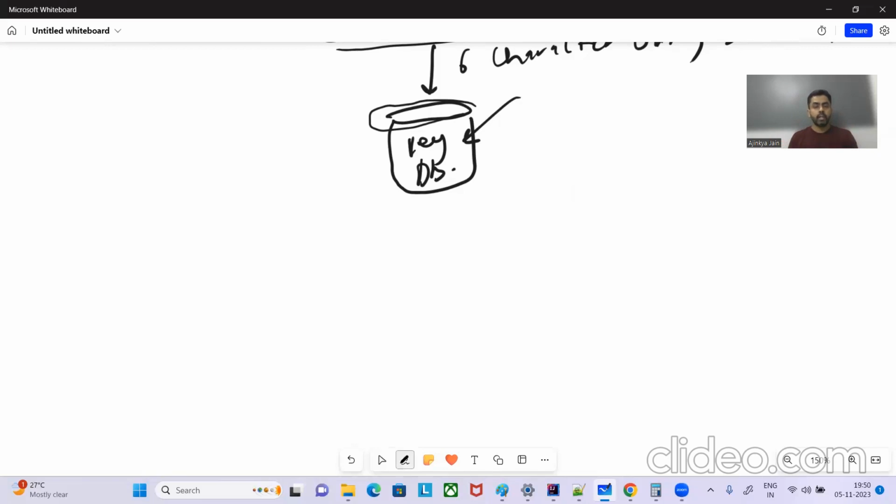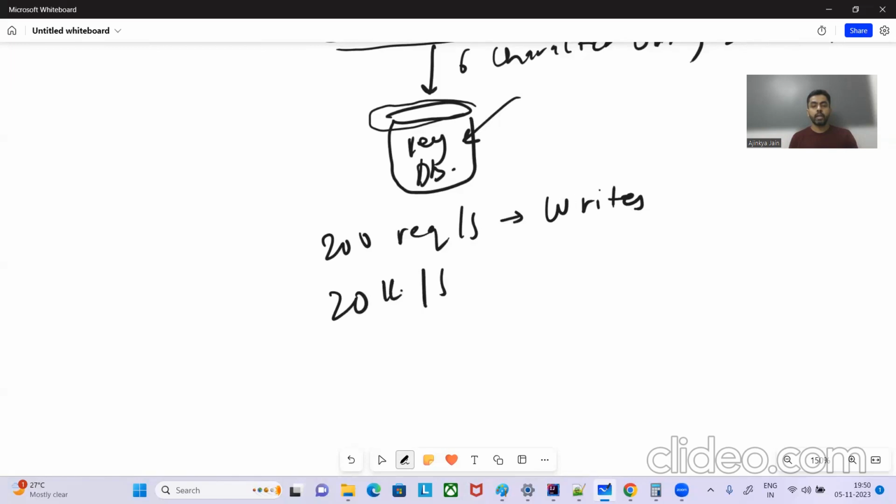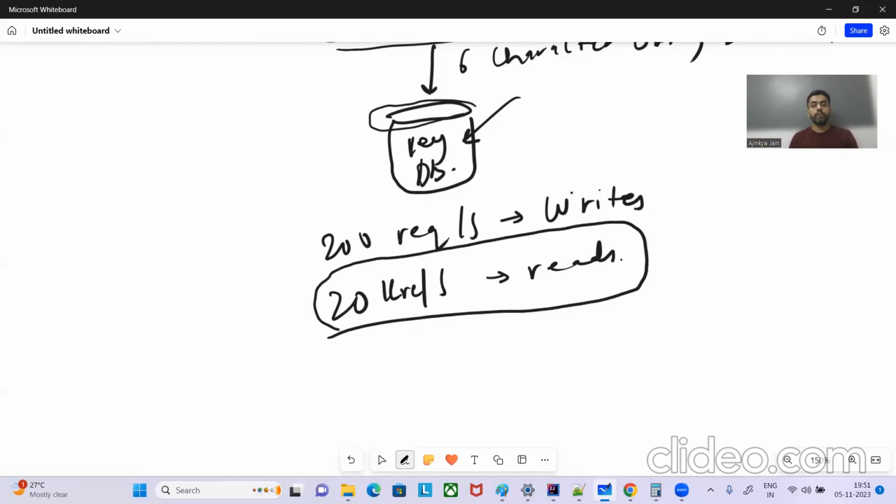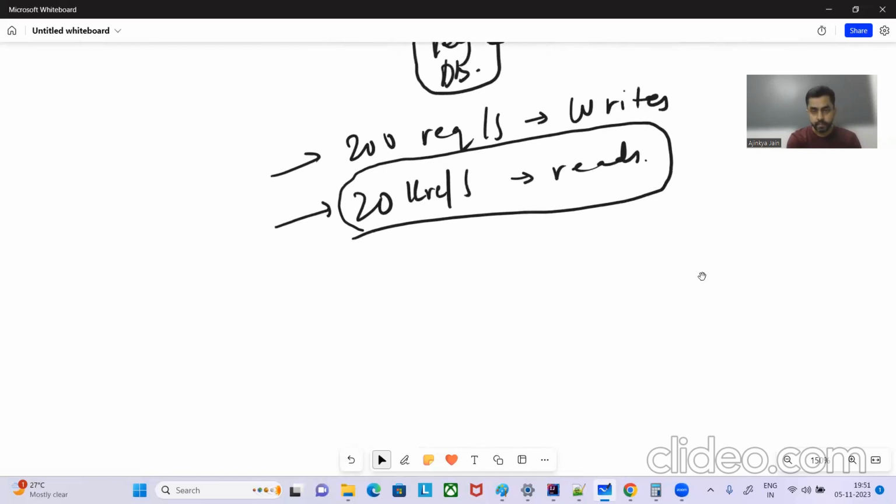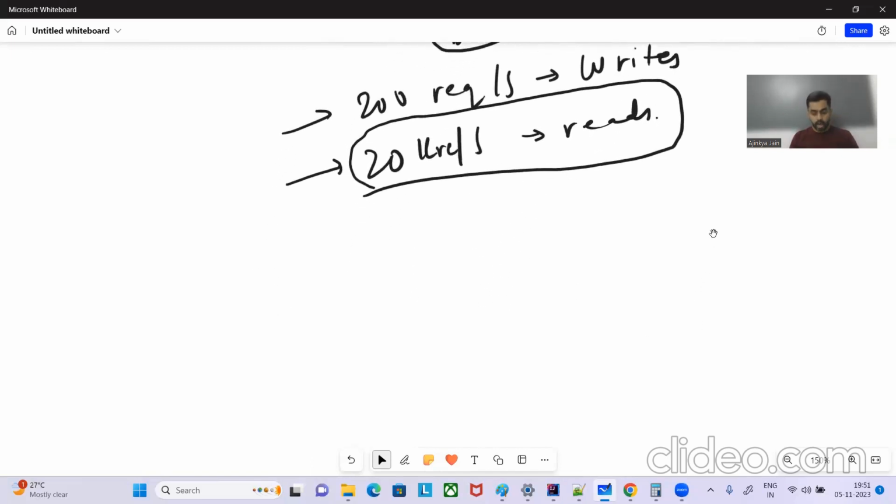We saw that there will be 200 requests per second of writes and 20k requests per second for reads. If we have the same flow, the same set of services, it may impact the performance of the reads. So we can have a separate flow for reads and writes. We can see this through the high level diagram.